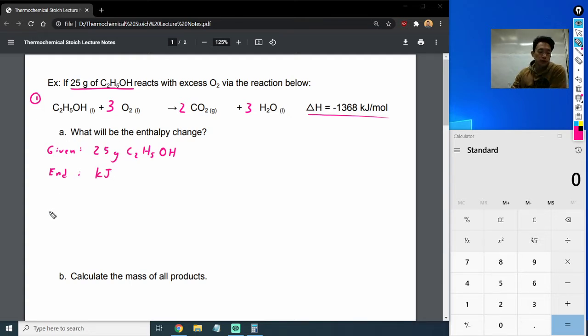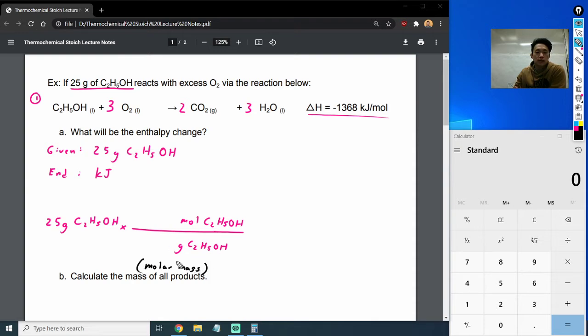Okay, from there, we can just start setting up the dimensional analysis. So I'm going to write down my given, 25 grams of C2H5OH. Going to set up my equation. My first fraction, I want to get rid of grams. So I'm going to put grams on the bottom. And I have to turn it into moles. So moles of C2H5OH. Now, if I have grams and moles on the same fraction, I know that I'm always going to get the number from the molar mass.